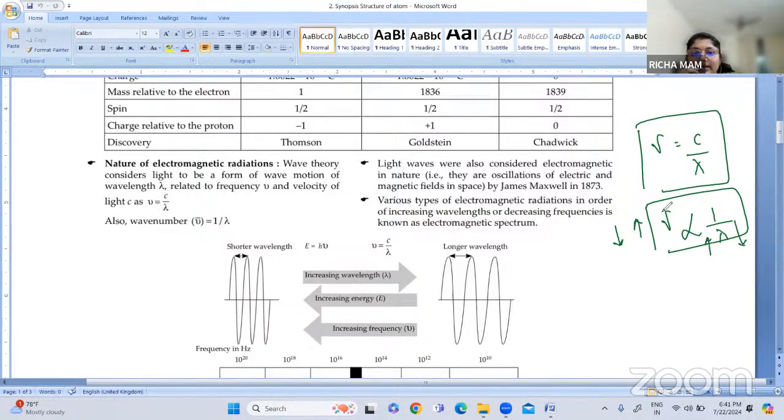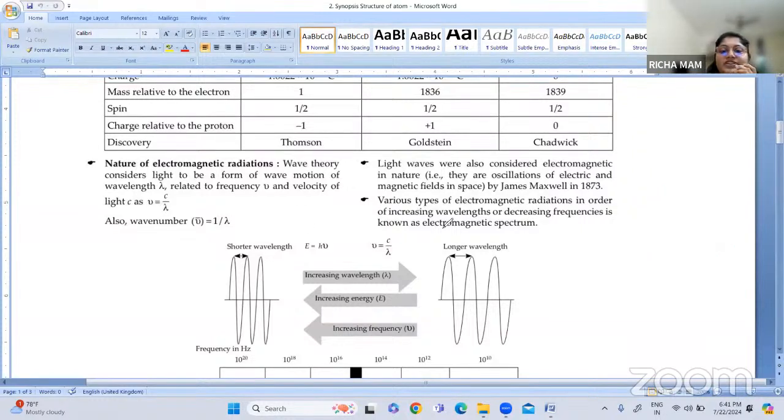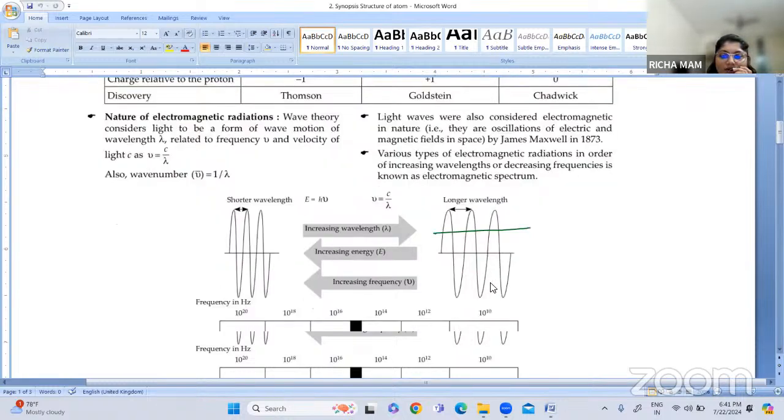So there are different electromagnetic radiations, and how are they arranged? They are arranged in increasing wavelength or decreasing frequency, and it is given in the form of a spectrum, which is called the electromagnetic spectrum. Remember, the next important thing you have to remember is this particular box.